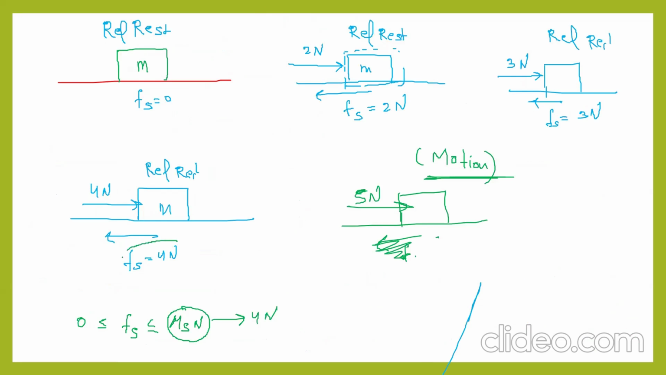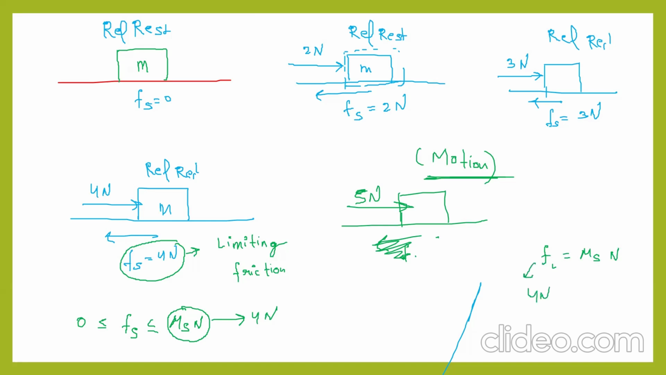This maximum value of static friction is known as limiting friction. Is that 4 Newton both the coefficient and the limiting friction? The coefficient of friction is a different thing. I am denoting limiting friction by FL, the maximum value of static friction. This FL is 4 Newton. This mu s is a different thing; I will tell you.